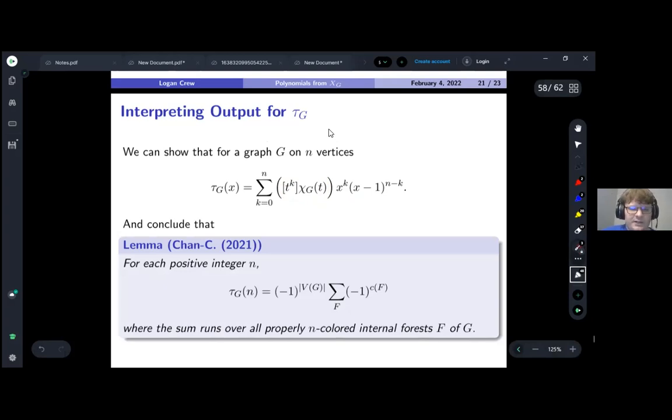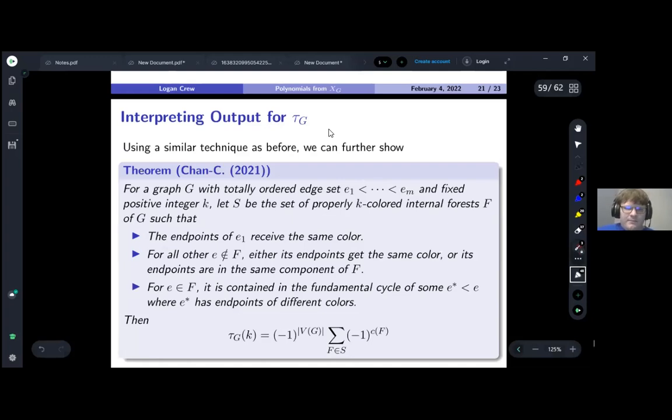Which is itself an interesting little combinatorial interpretation for the output of tau G, which we didn't define it this way because why would we, but it comes from this. And basically, we can do the same argument we did before of removing pairs from sums and transferring upward to show that we can actually reduce it to k-colored internal forests with stronger properties if we wanted to. That the endpoints of the smallest edge receive the same color and that it has these other properties. I won't go into the details of this now.